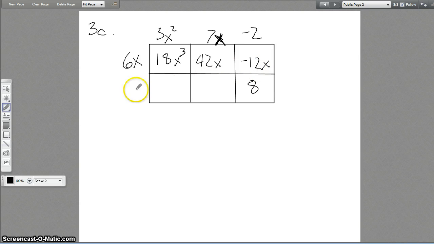And then what goes on the bottom down here? Well, we have an 8 in this box, and we have a negative 2 above. So what do we have to multiply by negative 2 to get 8? Well, that's got to be negative 4 because negative 4 times negative 2 is 8. So now we can fill in our remaining two boxes. Negative 4 times 3x squared is negative 12x squared. And negative 4 times 7x is negative 28x. So this is number 3C.